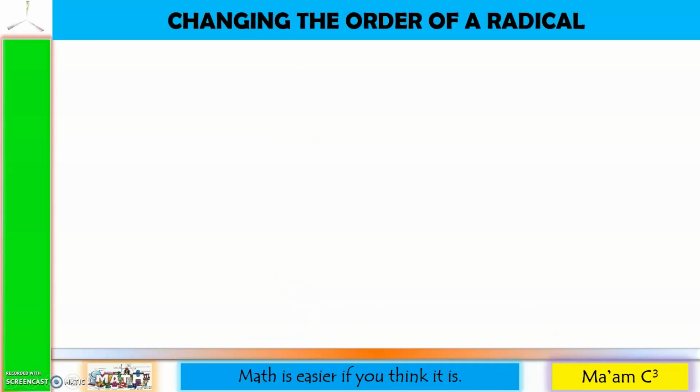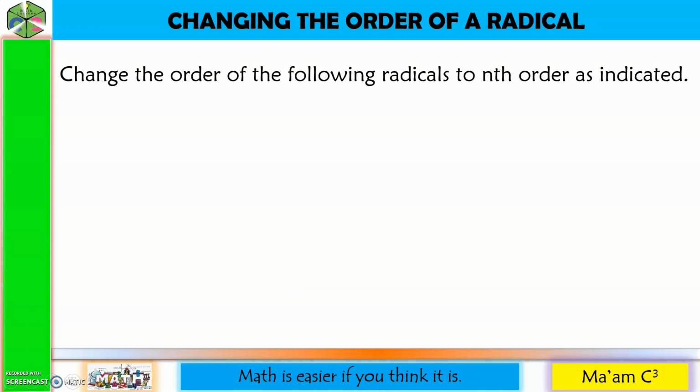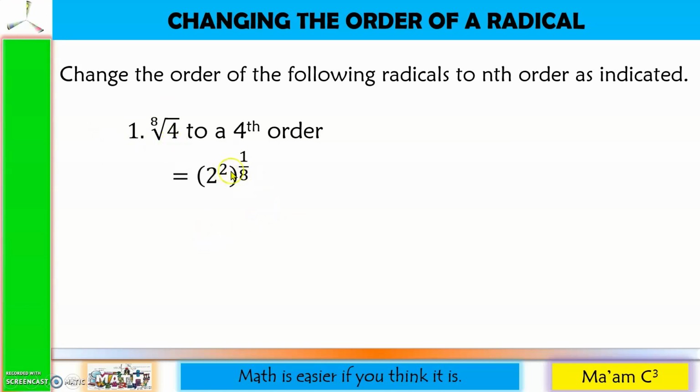Let us change the order of a radical to the nth order as indicated. Number 1, 8th root of 4 to a 4th order. So same process, we're going to convert this into exponential form. I'll express 4 as 2 squared, and then I'll multiply the exponents. 2 over 8 in lowest terms is 1/4. Then I'll change this into radical form. So 4 will be my index. So fourth root of 2. So from 8 to 4th order.